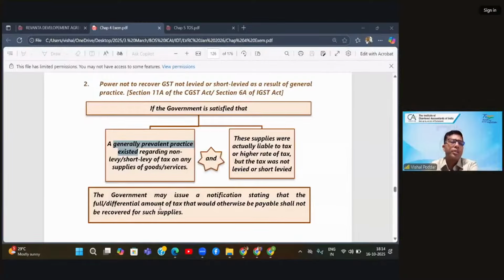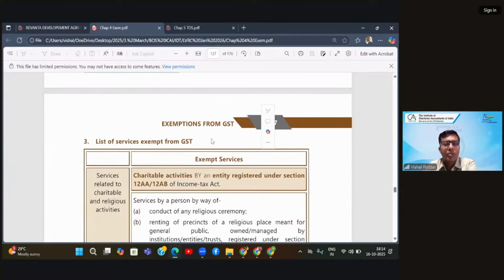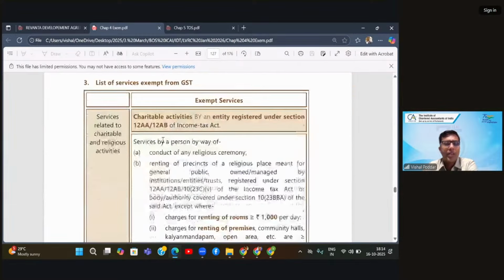The only condition to be satisfied is that it should be proven that there was a general practice of either not paying or paying lower tax on that particular supply. So this is what 11A and 6A are.